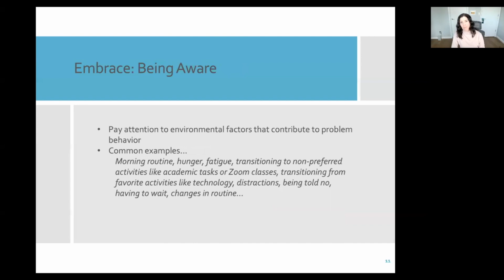Being aware. Be aware so you can prepare. Pay attention to the environmental factors. What are those situations that are always causing difficulty? These are some common ones that I hear about from parents. Morning routine, when their kids are hungry or tired, transitioning to Zoom classes or transitioning away from technology, distractions, being told no, having to wait, unexpected changes in routine. These are all things that can cause difficulty. So we need to be prepared for them.